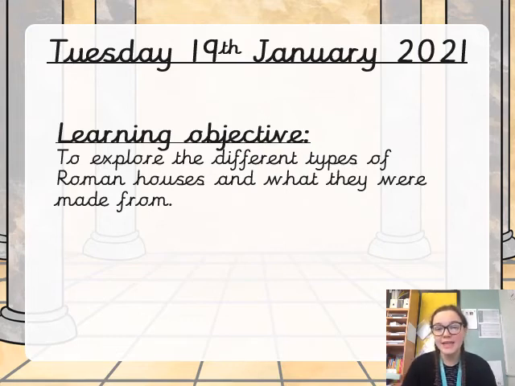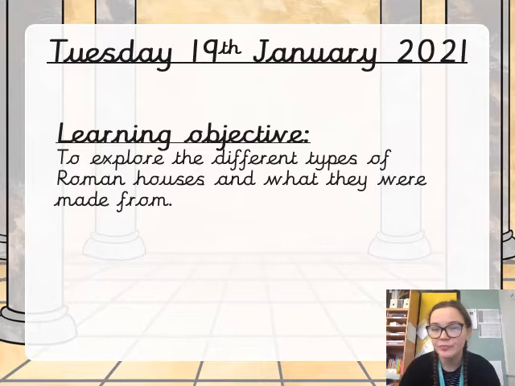Hi guys, so today's date is Tuesday the 19th of January 2021 and we are doing our history lesson for today. So our learning objective for today is to explore the different types of Roman houses and what they were made from. So please can you pause the video, write today's date and write today's learning objective, and then we will start the lesson.